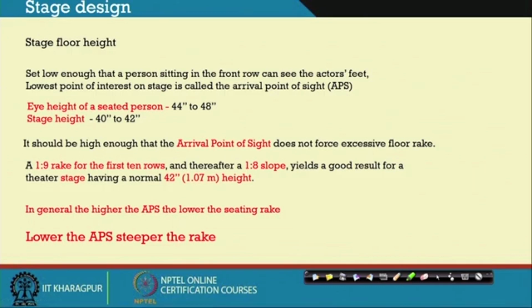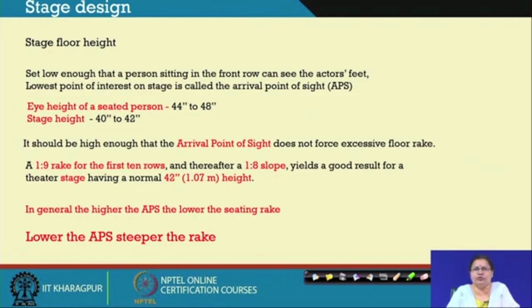it should be low enough that a person sitting in the front row can see the actor's feet. That is of interest. This interest is where our sight goes and arrives. So, the arrival point of sight is the lowest point of interest on stage.